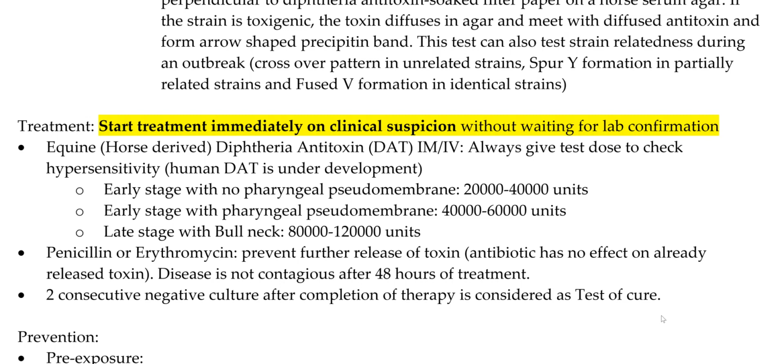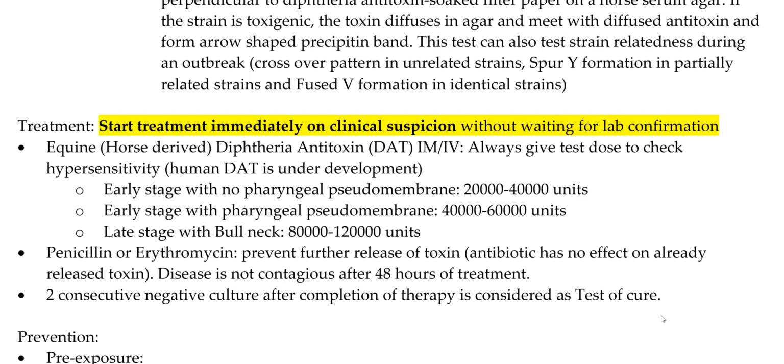Okay, so we have neutralized the existing toxin, but what should we do to prevent further release of toxin? We have to kill the bacteria which is releasing this toxin. So for that, we use antibiotics. Penicillin or erythromycin will prevent further release of toxin, so it will remove the colonization or infection. Antibiotics have no effect on already released toxin, but they can prevent further release of toxin.